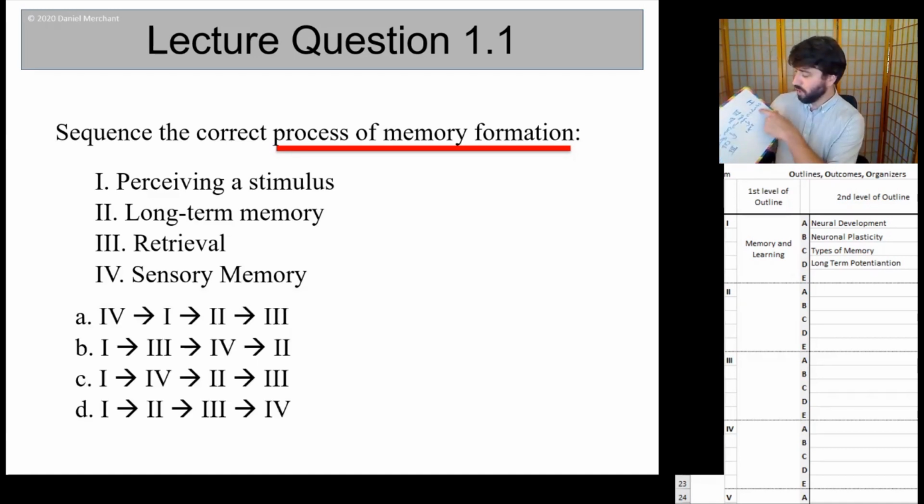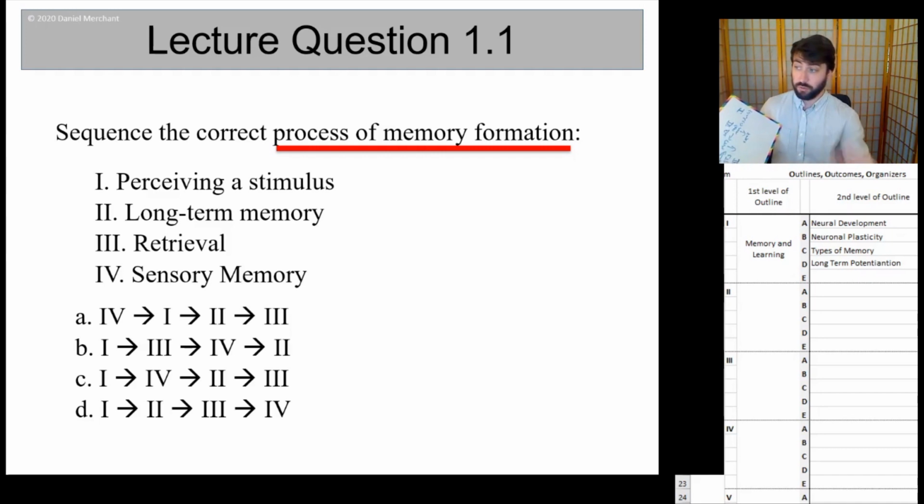I have 1 is the stimulus that you receive at 4, the sensory memory, and then it goes to the long-term memory first, right? You have to enter the long-term memory at 2, and then you can retrieve it into the short-term memory. So it's 1, 4, 2, 3. So you got to retrieve from the long-term memory into the short-term memory.